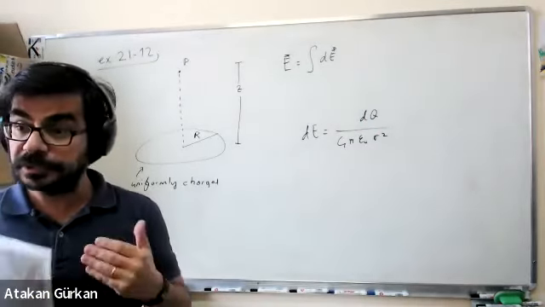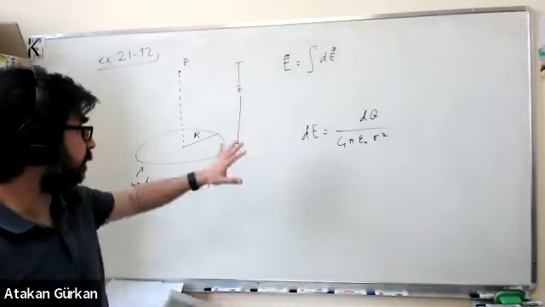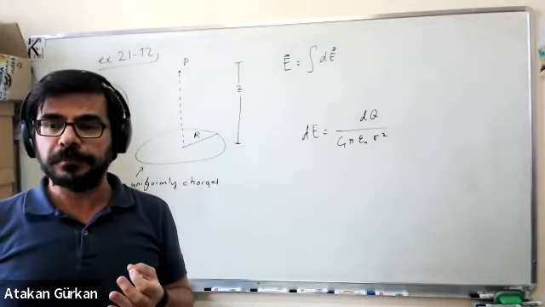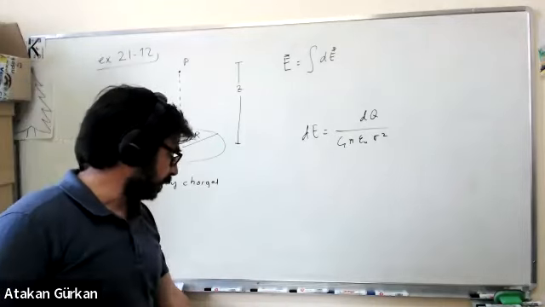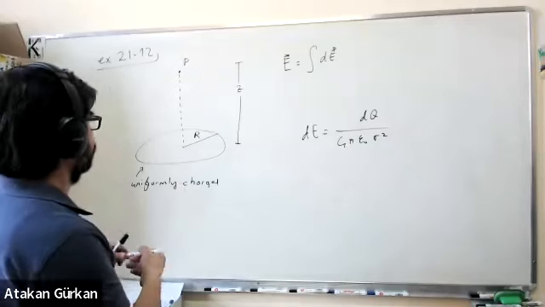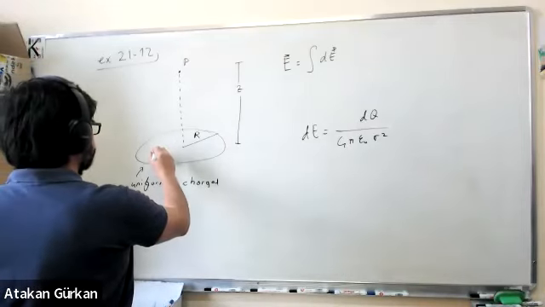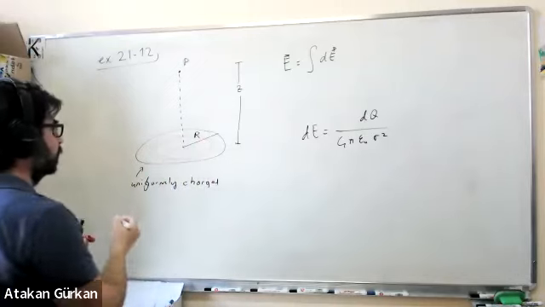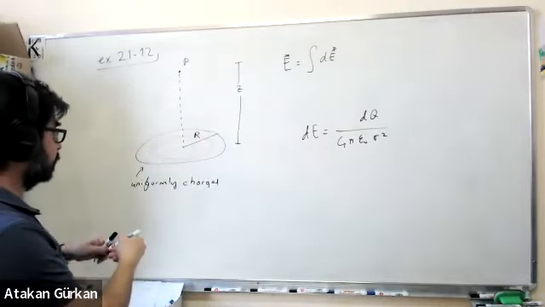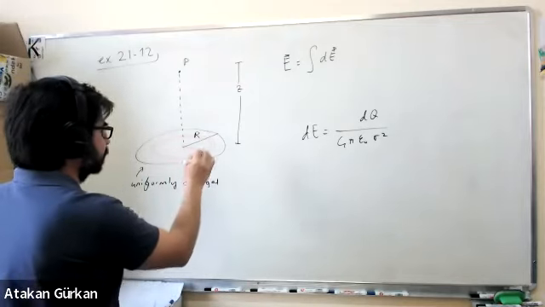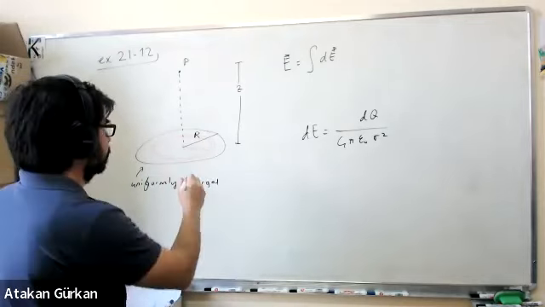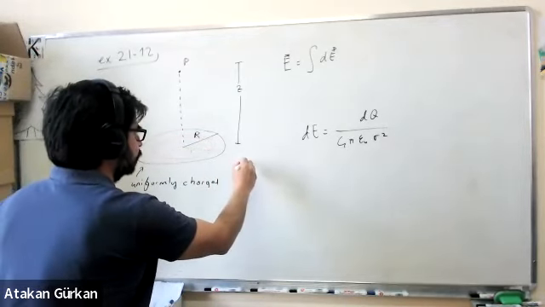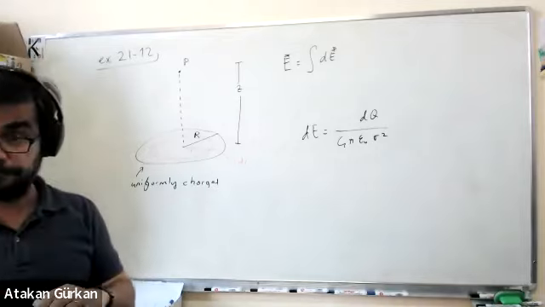In this case, this could still work. We can still take this disk and divide it into little point charges, but there's a more practical way. That more practical way is to divide this not into little point charges, but into little thin individual rings. These rings are going to have a radius of r, and their thickness is going to be dr. Now, why do we do this?